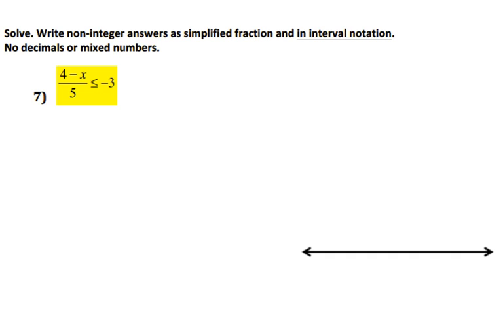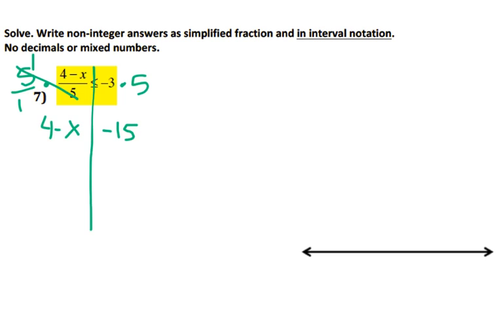Okay, number 7, 4 minus x divided by 5 is less than or equal to negative 3. So here our 4 minus x is all being divided by 5. So to solve this inequality, we're going to have to multiply by what we're dividing by, which is 5. So 5, I'm going to put it over 1 since we're dealing with a fraction. On the right, we're not, so I'm going to multiply by the 5, because 5 divided by 1 is 5. So now we can simplify, 5 divided by 5 is 1, so 1 times 4 minus x is just 4 minus x. Negative 3 times 5 is negative 15.